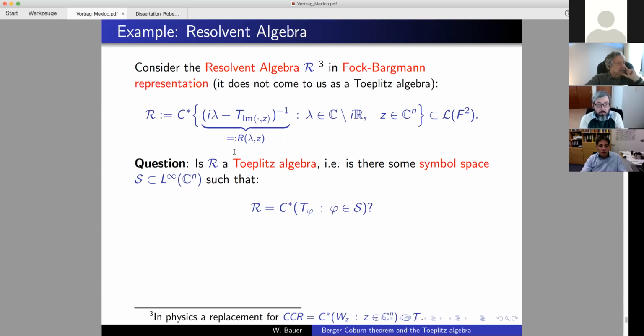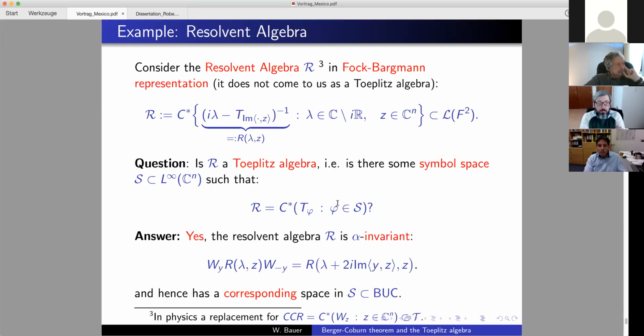But you may still ask whether this actually is a Toeplitz algebra. You know the CCR algebra in the Fock-Bargmann representation is actually a Toeplitz algebra. It's generated by Toeplitz operators. And the question is, is that also true here? Is that R actually a Toeplitz algebra? So is there some symbol space in L infinity such that this algebra really is a C-star algebra generated by Toeplitz operators with those symbols? And the answer is yes, because it's an alpha invariant, a shift invariant subalgebra of L(F2). The correspondence principle just follows from this action of the unitary Weyl operators. They act on resolvents in that way here: they take a resolvent and turn it into another resolvent. So the correspondence principle tells you, yes, it's a C-star algebra generated by Toeplitz operators with some symbols in BUC. But the question is, what symbols are these? What is a good description of this space S here?